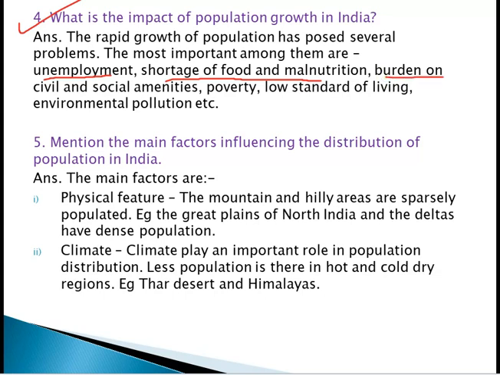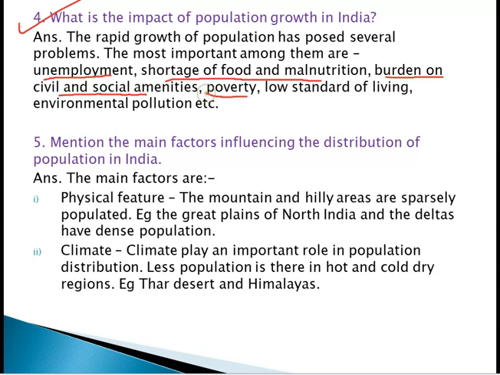Burden on civil and social amenities. Okay, if the population increases, what will happen? The government has to provide the social and civil amenities, but they cannot give facilities to each and everyone, right? It's not under their control, they cannot provide all the amenities to any particular family. So it is also one of the problems.